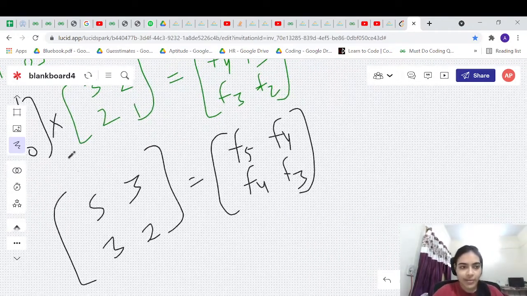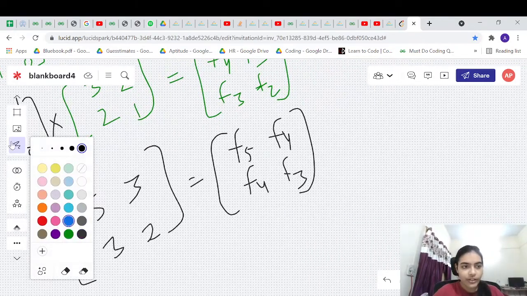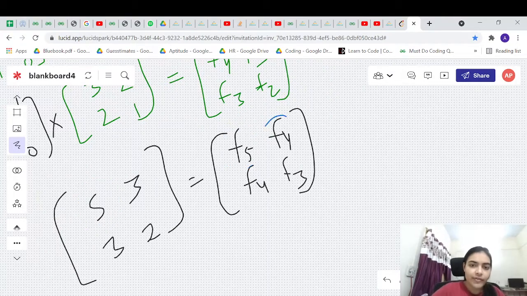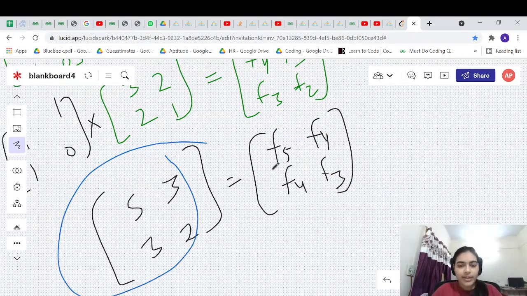This represents the next term in the Fibonacci series. You have got the fifth term, right? So f of 5 is 5. F of 4 is 3. F of 3 is 2. Okay, so you have got the values. So this matrix represents this.